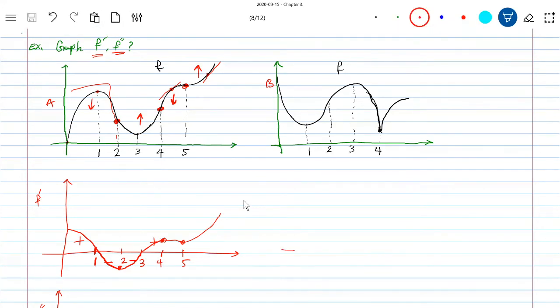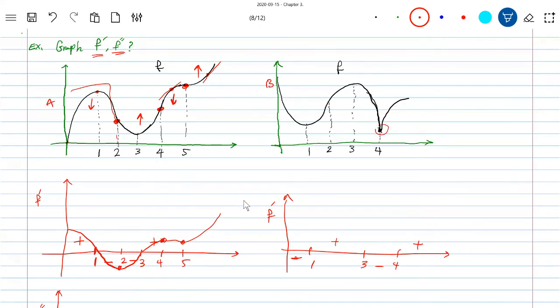You can try to do graph B as well. Here, again, decreasing up to 1. So the first derivative is negative. And from 1 to 3, the function is increasing. From 3 to 4, the function is decreasing, so it should be negative. And from 4 to whatever, the function is increasing, so it should be positive.